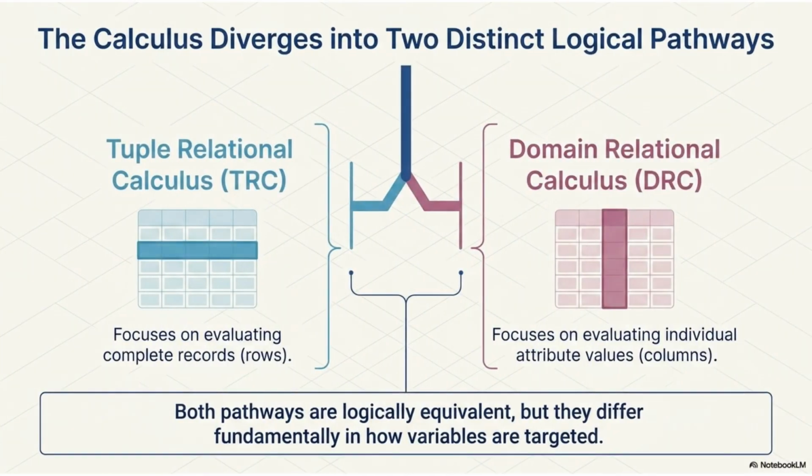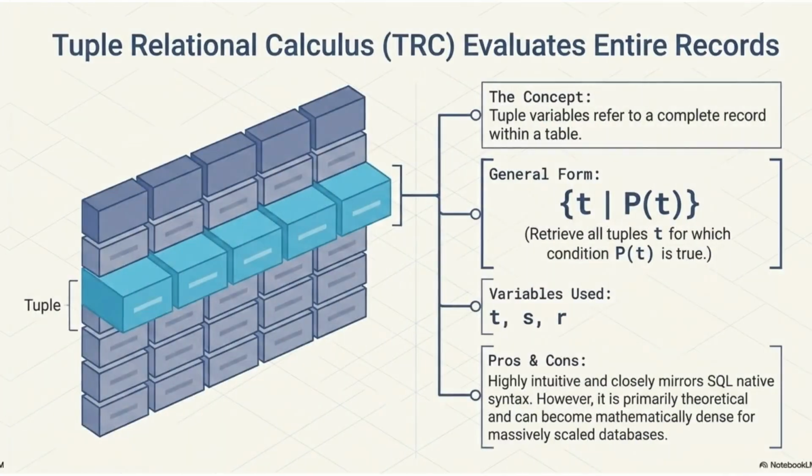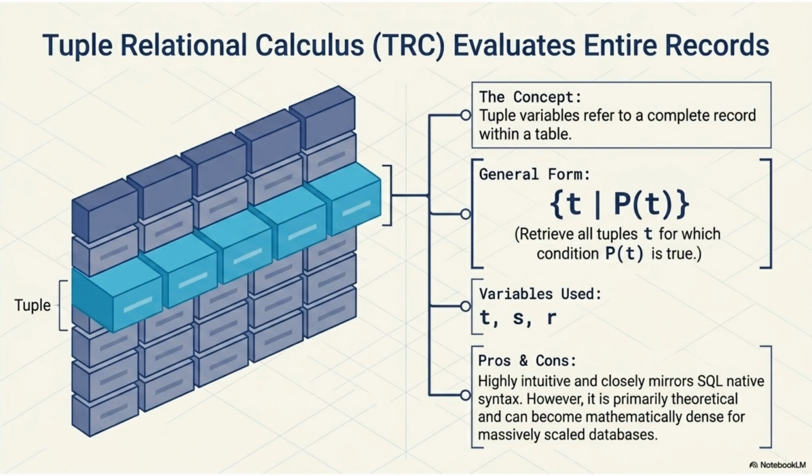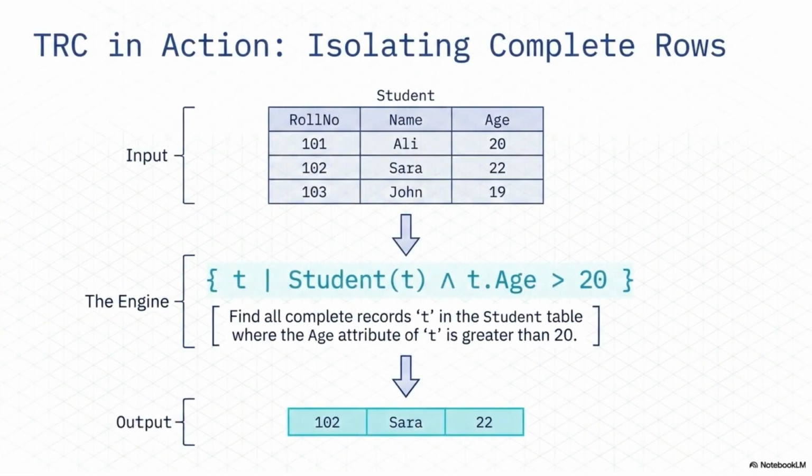Calculus divides into two logical pathways: tuple relational calculus, or TRC, which looks at entire rows, and domain relational calculus, or DRC, which evaluates specific attribute values. TRC evaluates entire records. It is highly intuitive and closely mirrors standard SQL syntax, making it a powerful tool for database operations. In this example of TRC, we isolate complete student records where the age attribute is greater than 20.